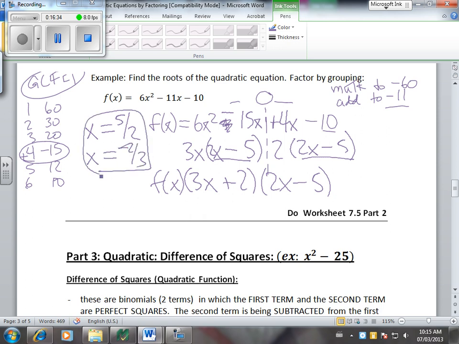So for practice in this, try worksheet 7.5 part 2. Now again, the key will be posted, and the trick to this is to practice. So just practice and practice. It will come to you. Don't give up because you don't get it right away. Okay, so there'll be one more video, and then that will be it for the week.